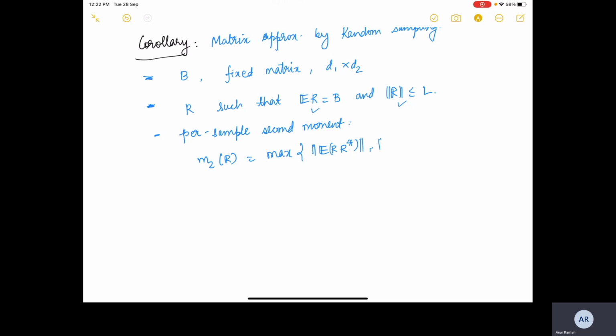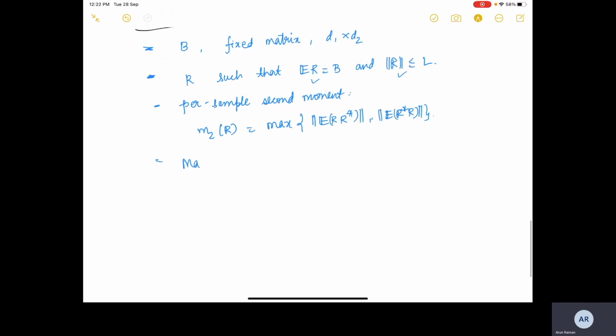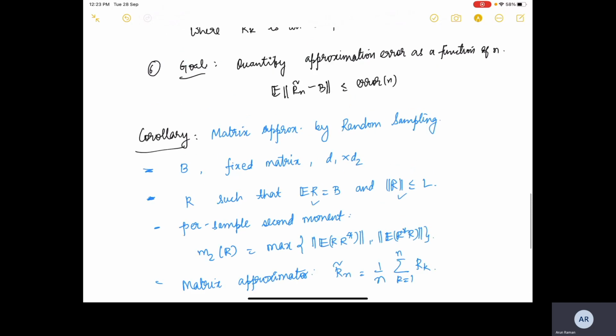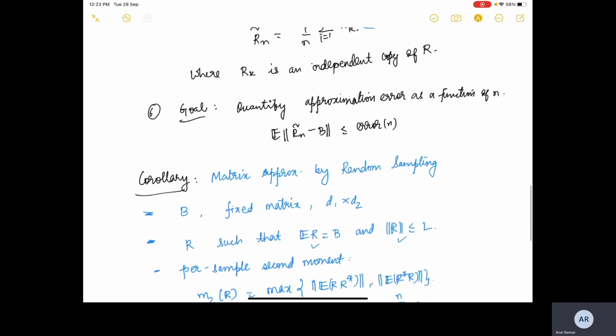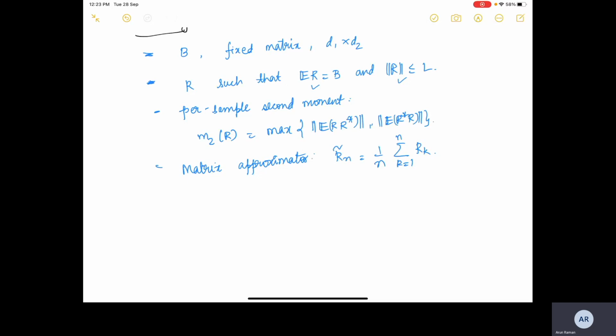So it is the same thing. Okay, then we have our matrix approximator. This is our R tilde n, which we have already seen. So this is the matrix approximation. So till now we have just rewritten what we have already seen.